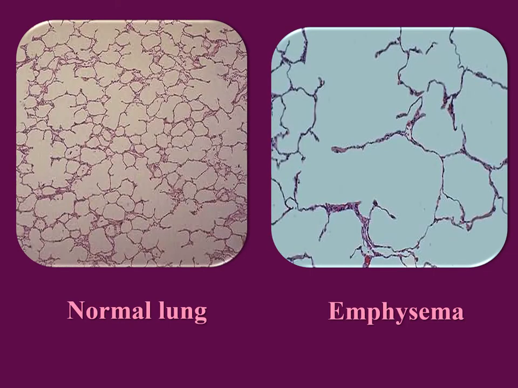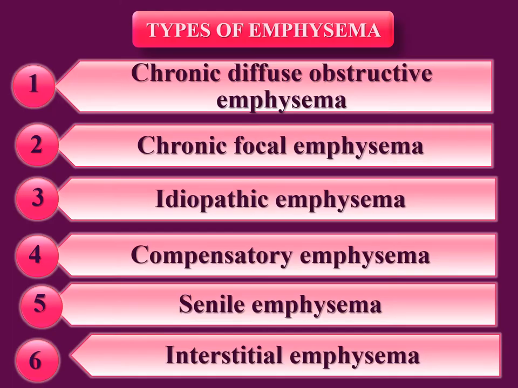In this slide, we compare the normal lung tissue with emphysematous. You see that alveoli and alveolar ducts are distended, alveolar walls stretched and become thin and ruptured. According to etiopathogenesis, the following types of emphysema are described: chronic diffuse obstructive emphysema, chronic focal emphysema, idiopathic emphysema, compensatory emphysema, senile emphysema, and interstitial emphysema.